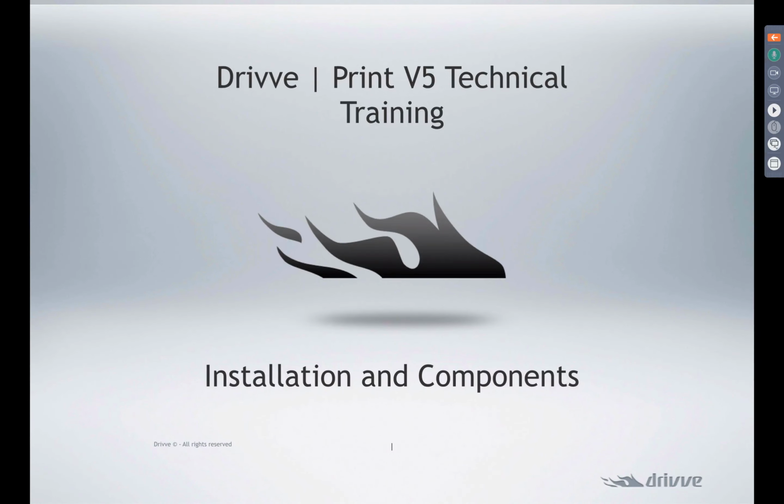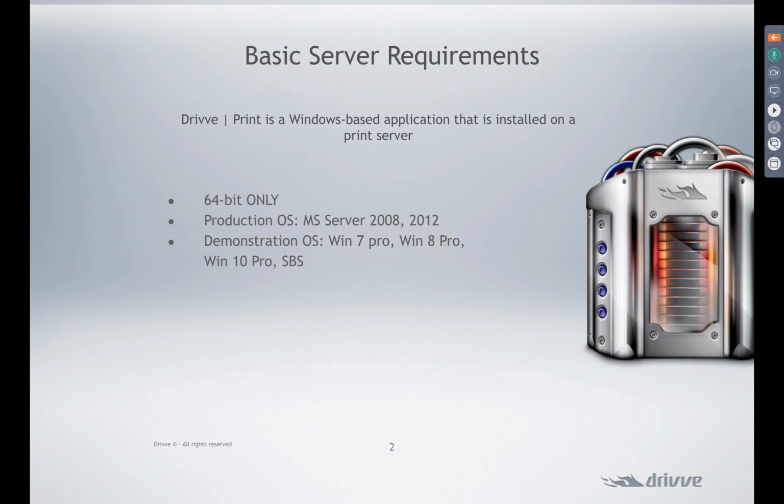In this video, we're going to cover the installation of Drivve version 5, as well as some of the components that are set up during that installation. Drivve is a Windows-based application that's typically installed on an existing or a new print server. It is a 64-bit only application. There is a way to set it up on older 32-bit systems, but we'll need a special installer. So the installer that's published at Drivve.com is only for 64-bit implementations.